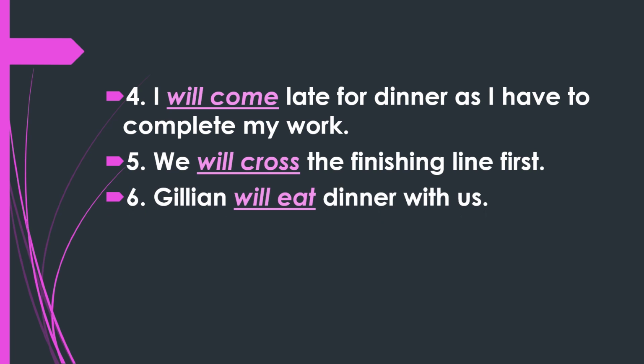The sixth one is Gillian dash dinner with us. Here we are going to use the verb eat and we have to add will before eat. So the sentence becomes Gillian will eat dinner with us.